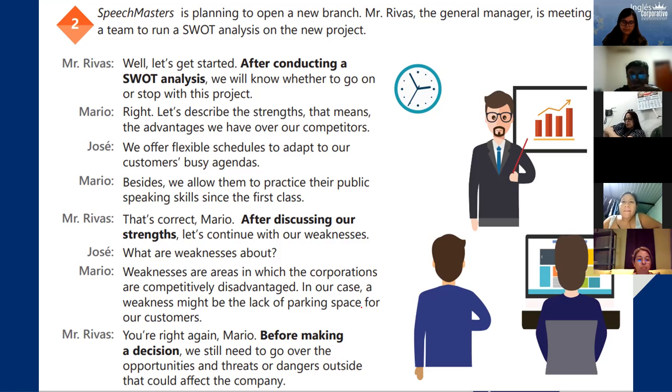That's correct, Mario. After discussing our strengths, let's continue with our weaknesses. What are weaknesses about? Weaknesses are areas in which the corporation is at a competitive disadvantage. In our case, a weakness might be the lack of parking space for our customers. You're right again, Mario. Before making a decision, we still need to go over the opportunities and threats or dangers outside that could affect the company.